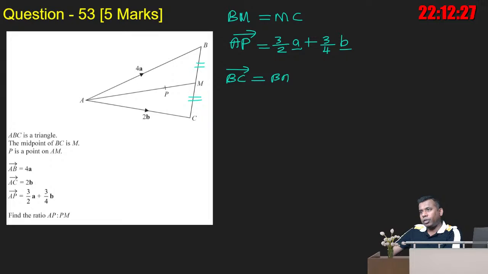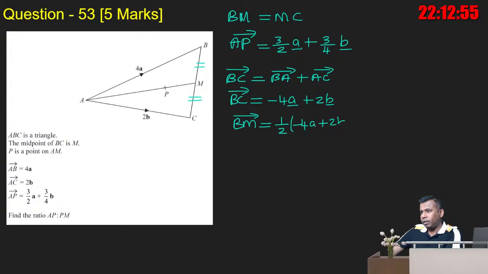I need to write the vector equation of B to A plus A to C. B to A is minus 4A plus 2B, that is the B to C. Now B to M and M to C is the half of it. So if I put half of minus 4A plus 2B, this is going to be minus 2A plus B. So that is BM.